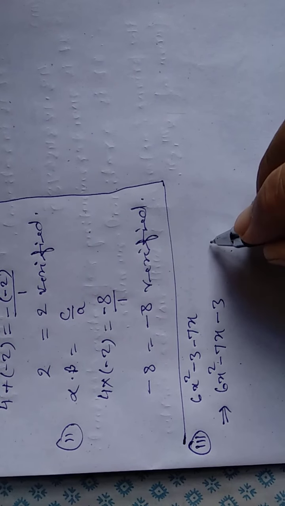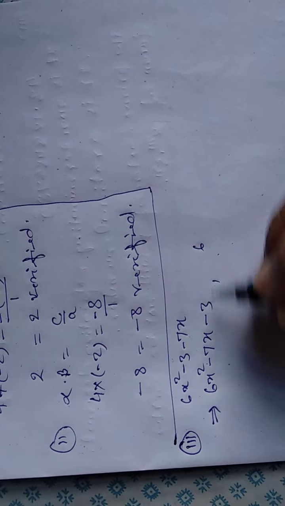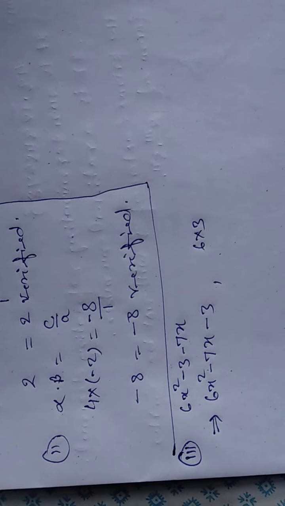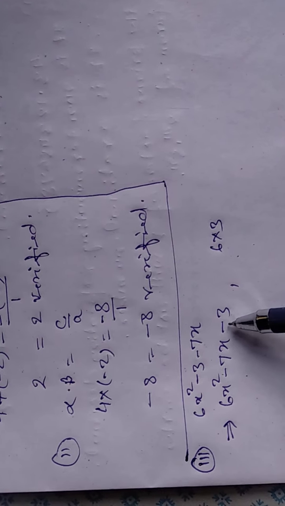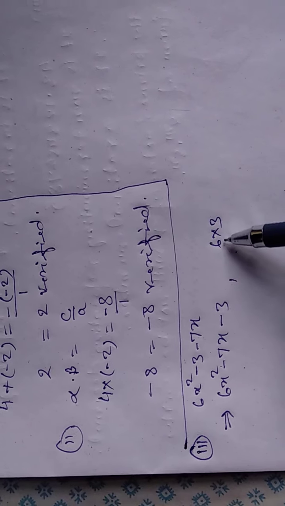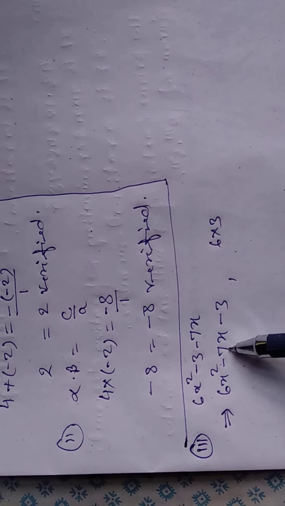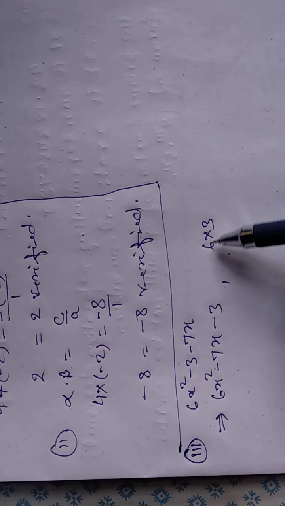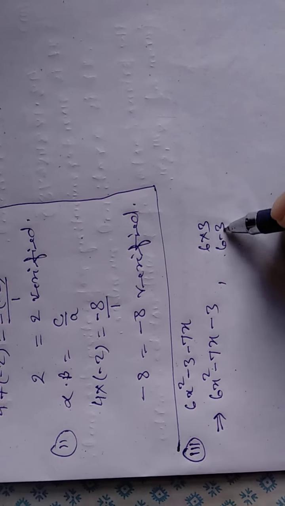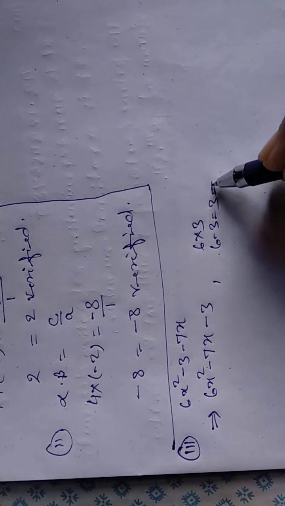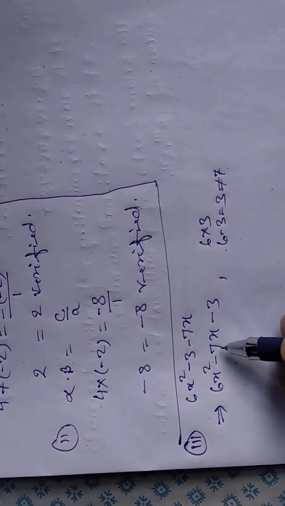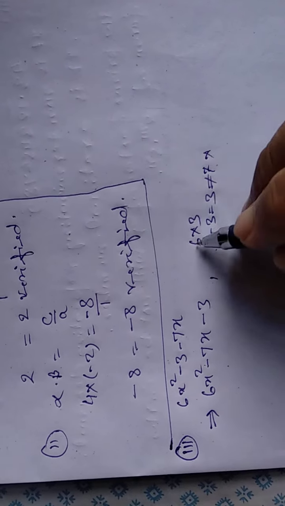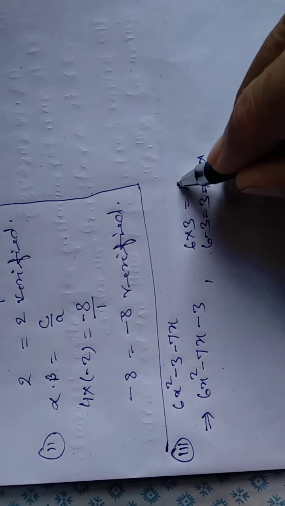Now, the coefficient of x square is 6 and the last term is 3. Now write these two in product form. Now see the sign of the last term, it is negative. That means the difference of these two should be the coefficient of the middle term, that is 7. Difference of these two, 6 minus 3, is equal to 3. It is not the same as the coefficient of the middle term, 7. So leave it.